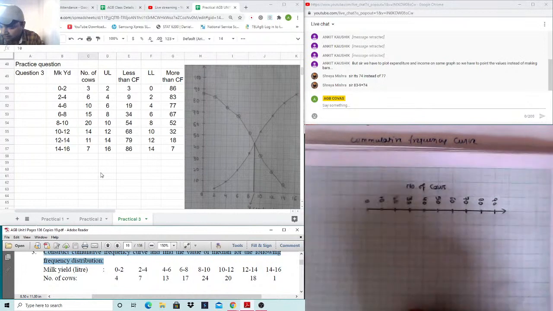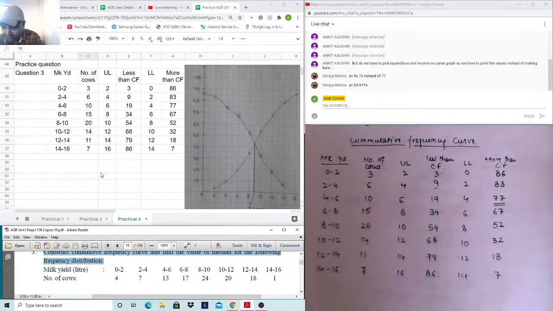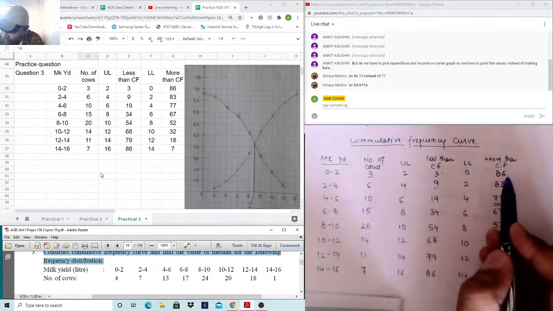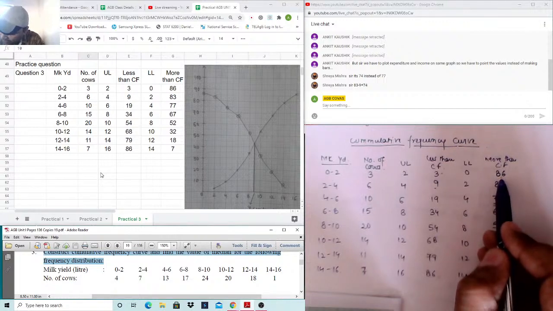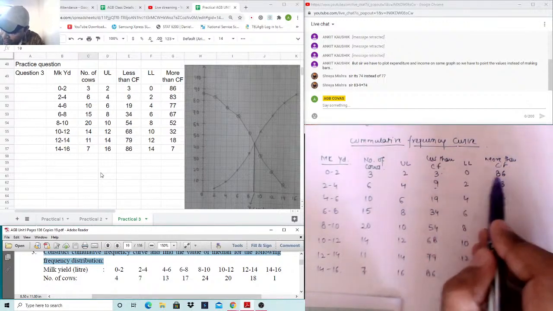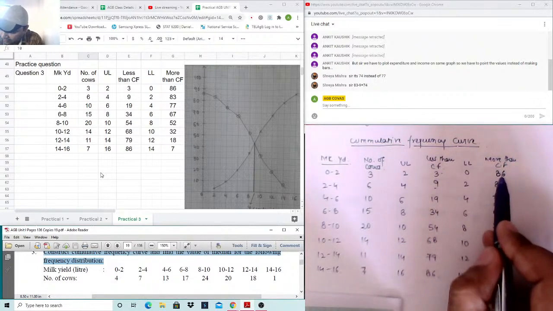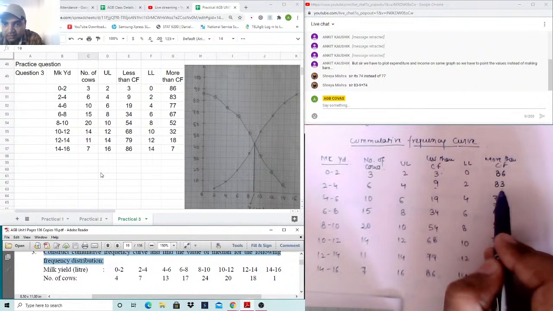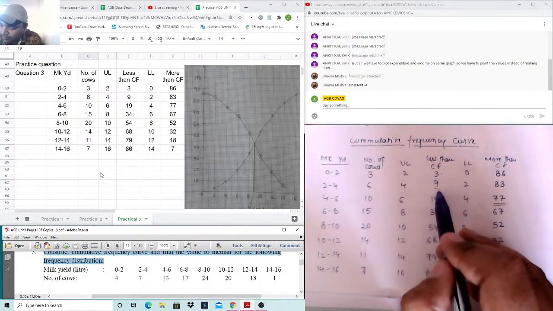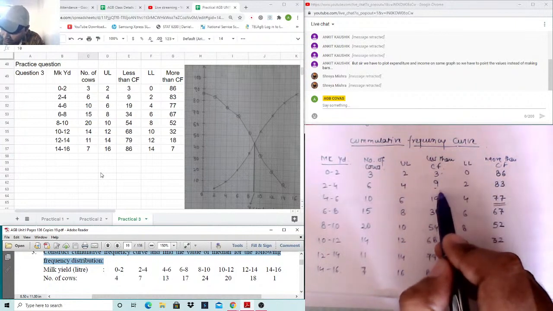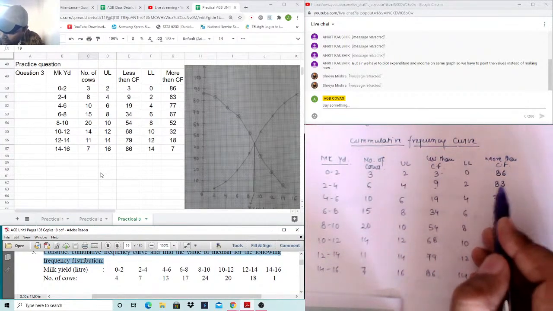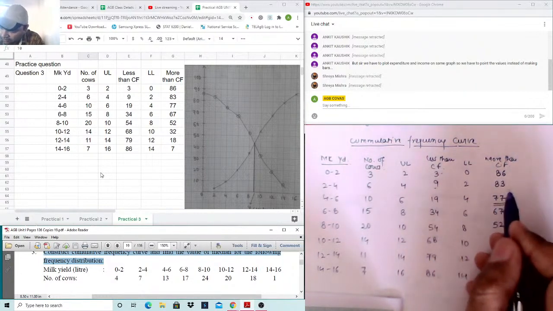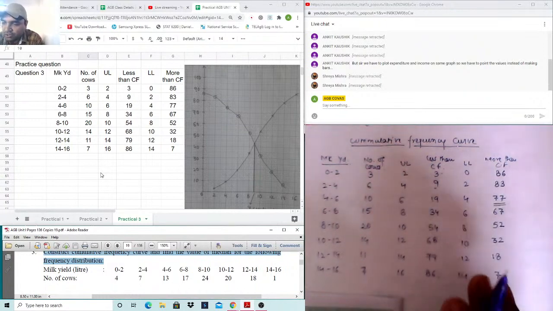So yes, this you should understand. You have said rightly. When we are doing this more than cumulative frequency, every time we have to subtract this cumulative frequency from 86. It is not like when we calculate the next, it will be 83 minus 9. No, it will not be 83 minus 9. It will be 86 minus 9. Then in the next it will be 86 minus 19. Then it will be 86 minus 34. This is how we calculate the more than.